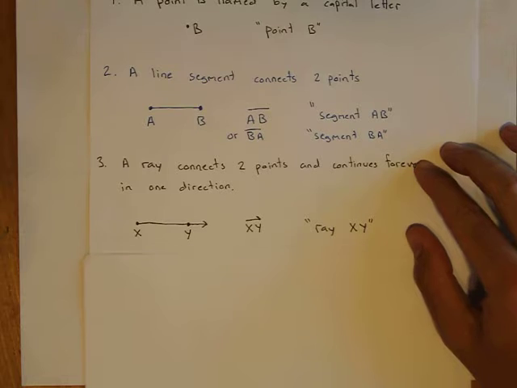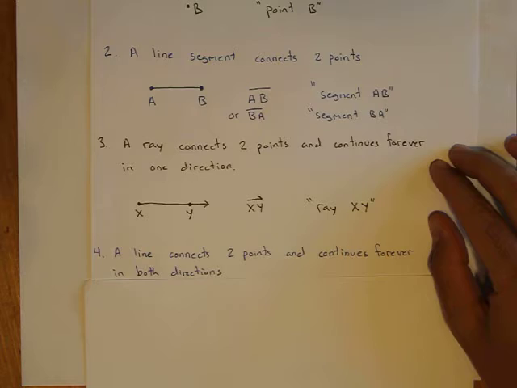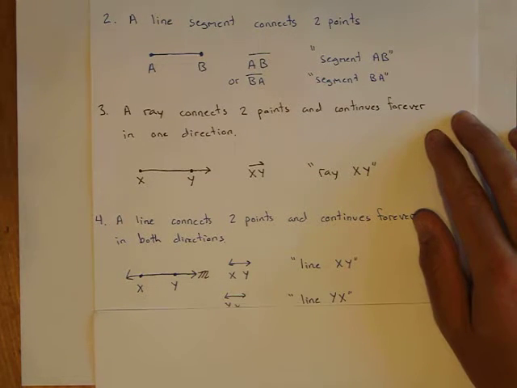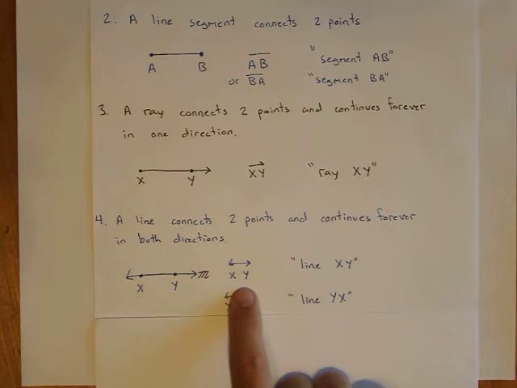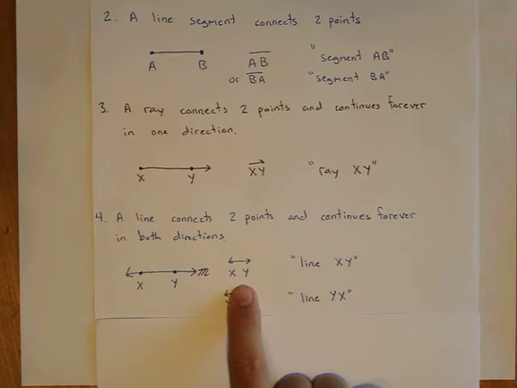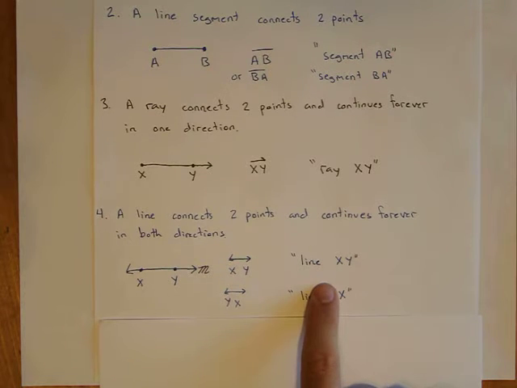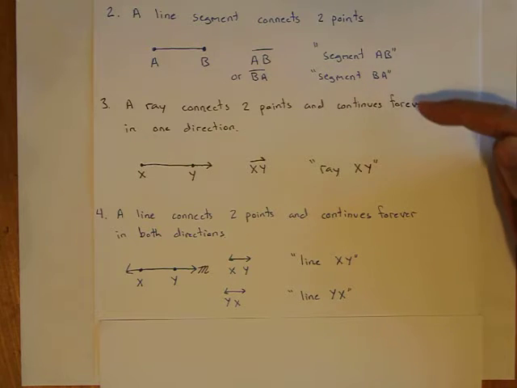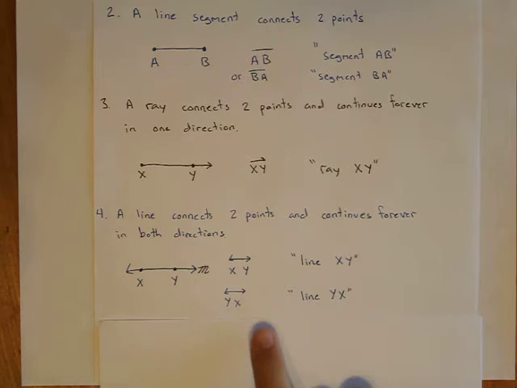And then finally, moving right along, we would have a line which connects 2 points and continues forever in both directions. So for example, right here, kind of have a few choices. X and Y are my 2 endpoints, so I could just use the symbols X and Y, and this time I would get a double-sided arrow on top, and then that would let me know that I have a line XY. Just like with a segment, it doesn't matter which order I put the letters in because both sides go on forever, so I could refer to the same thing as YX, again with the symbol on top and saying line YX.